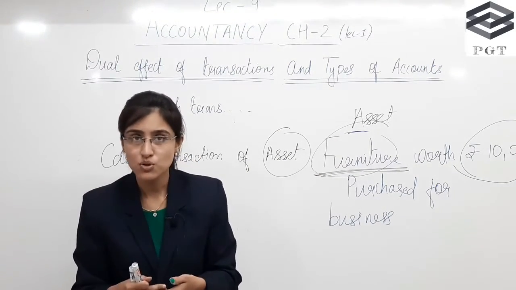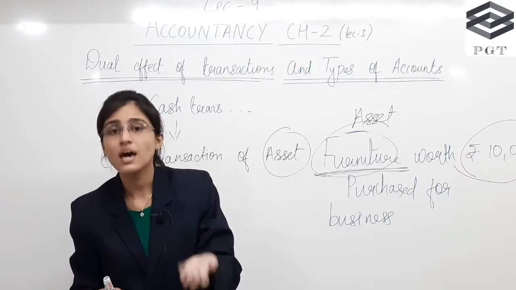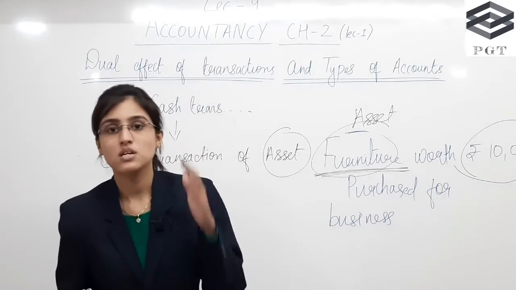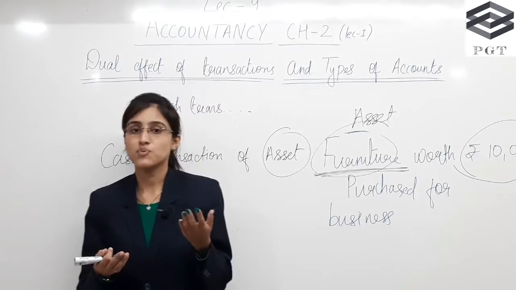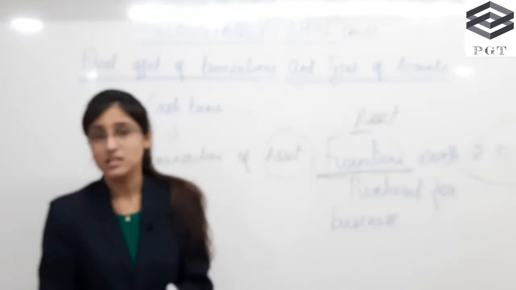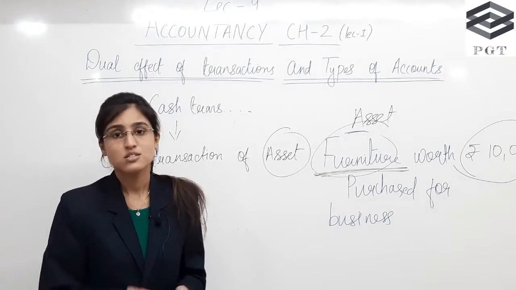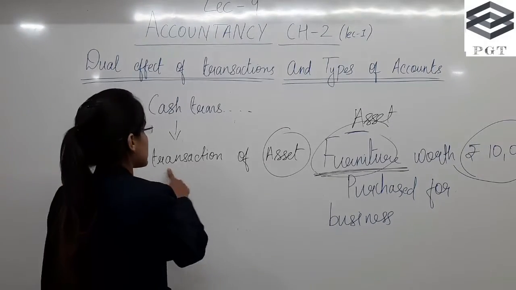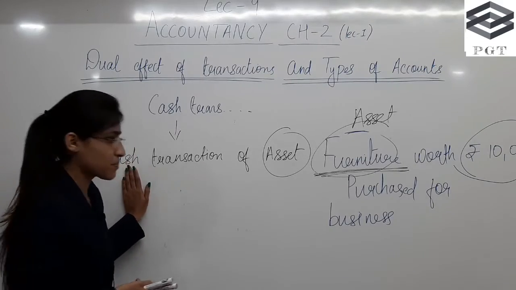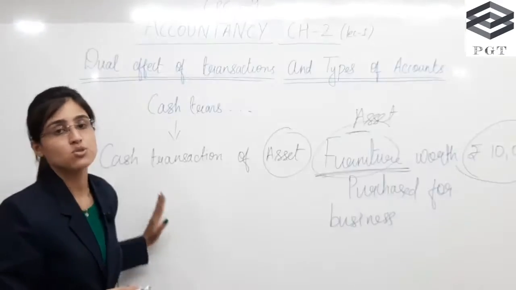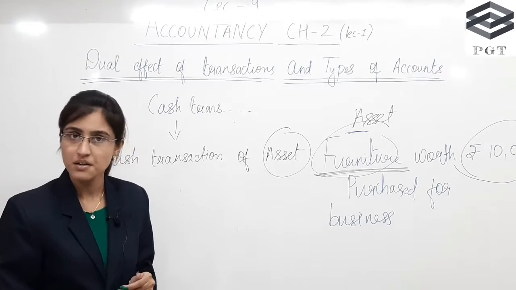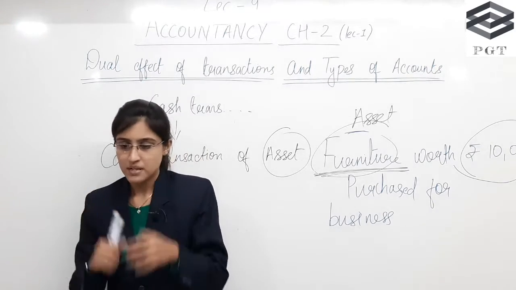So furniture comes to you. What goes out? Cash. You have paid 10,000 rupees for purchasing a furniture. And what is furniture? Is an asset. So, you have given cash in exchange of an asset. Yes, so this becomes a cash transaction of an asset. Why? Because you have paid 10,000 rupees cash for purchase of furniture of rupees 10,000. Clear? I hope it is clear.